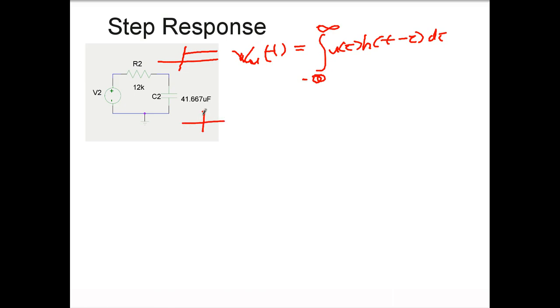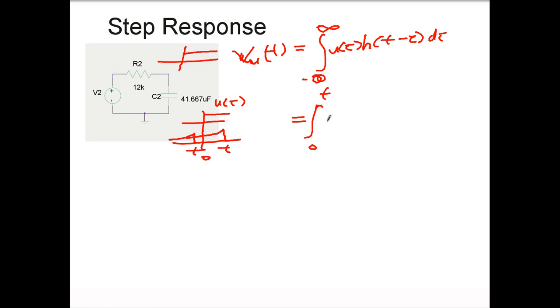And if this is my u of t, let me draw that again here for simplicity. That's my u of tau, and suppose I draw my h of t minus tau here. Now my h of t minus tau would be something like this, and this is t. So if t is less than 0, my product, h of t minus tau into u of tau, would be 0. My product is non-zero only when I cross the origin, so only if my h of t minus tau is something like this. My product is non-zero only from 0 to t, so my convolution would reduce to the integral from 0 to t.